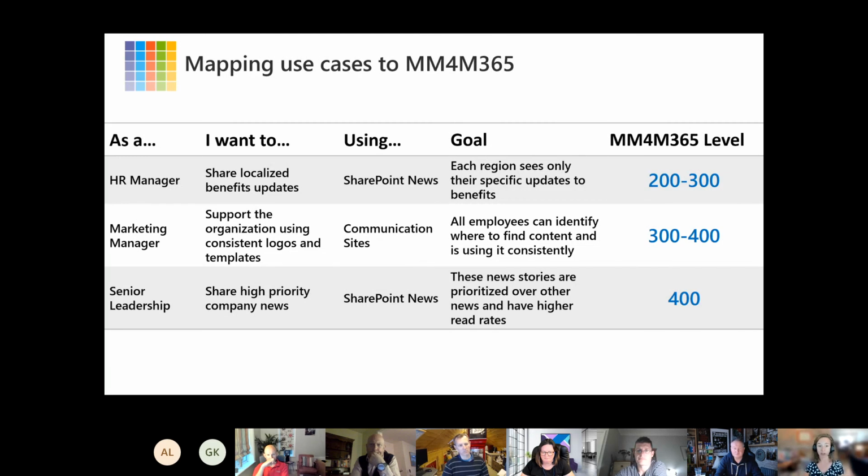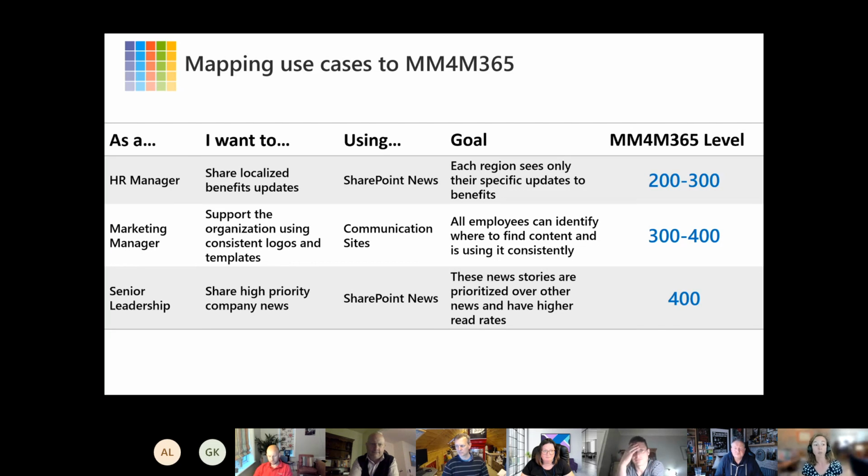So looking at these 3 different scenarios and mapping them to our maturity model, we can see, for example, this HR manager who wants each region to only see specific updates to their benefits. The 200 level there is where you're really starting to target information, but the 300 level is when they have this awareness and we're supporting localization. So you might find that you're hitting ranges of how you can support something. Something might be a little bit more of a manual and defined process. Going up another level, it might be a little bit more automated and scalable.